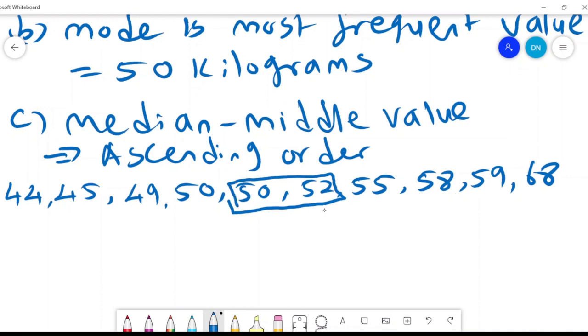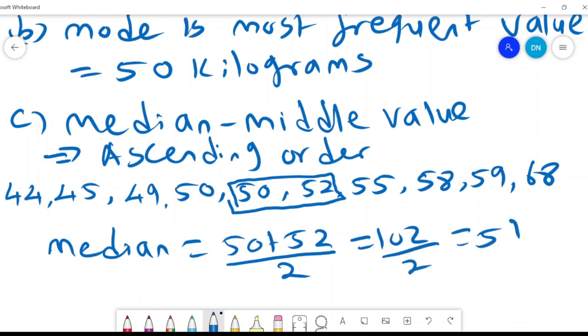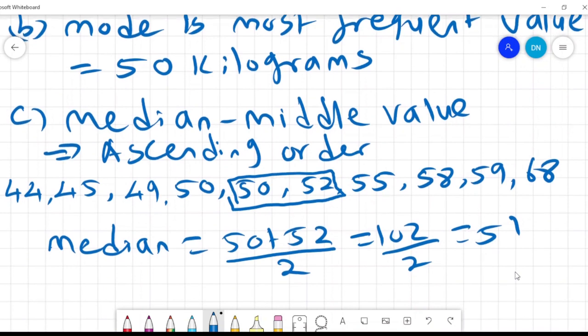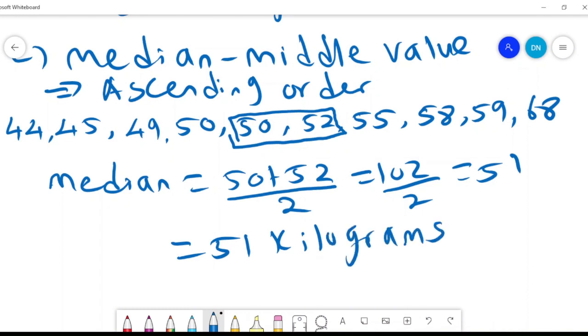So I can say the median is given by 50 plus 52 divided by 2, which is 102 divided by 2, which is 51. So you see that our median is 51 kilograms. That is how we compute the median value for the ungrouped data, and also the mode and the mean. The next step is to look at grouped data.